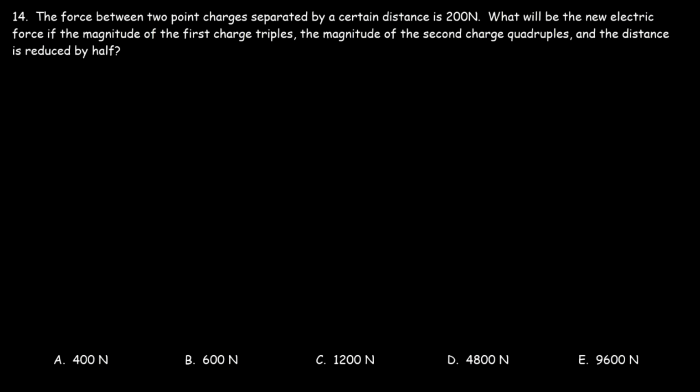Number 14. The force between 2 point charges separated by a certain distance is 200 newtons. What will be the new electric force if the magnitude of the first charge triples, the magnitude of the second charge quadruples, and the distance is reduced by half?